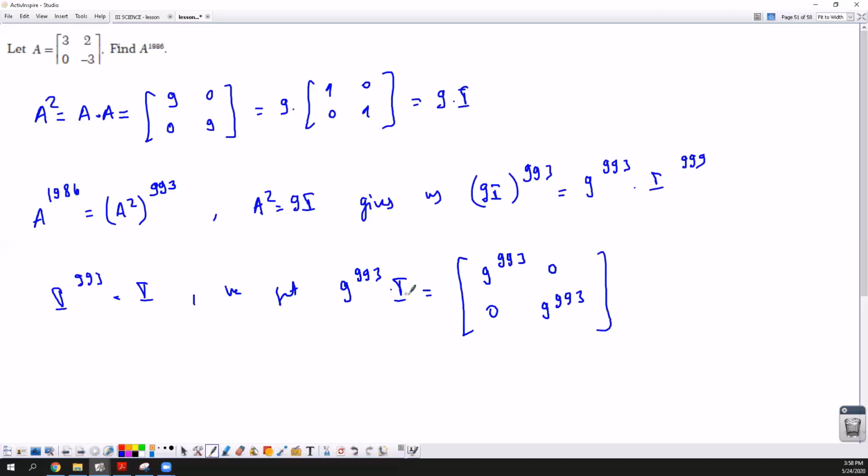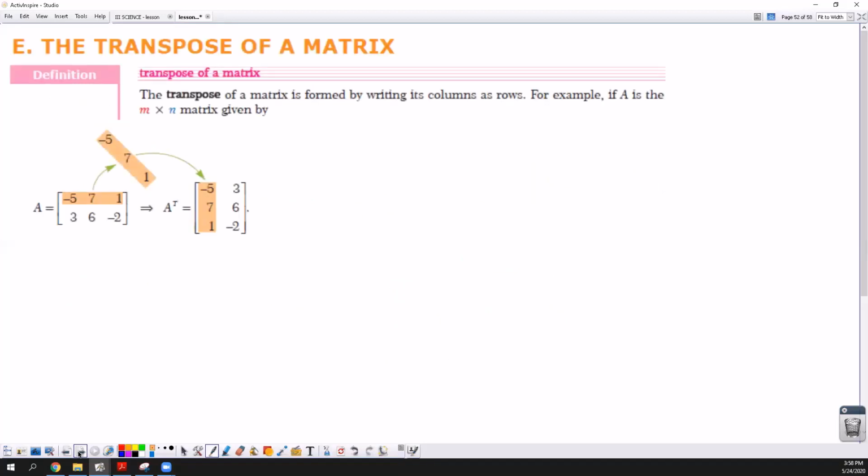Because I is the identity matrix, we substitute for I as 1, 0, 0 and 1, and after that, the rest is the multiplication. You have already learned this: how to multiply a matrix by a scalar. So, as a result, the answer is 9 to the power of 993, 0, and 0, 9 to the power of 993. For the next lesson, we are going to have the transpose of a matrix.